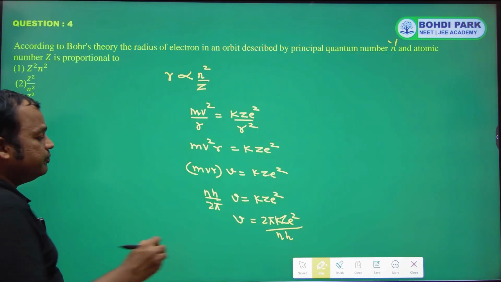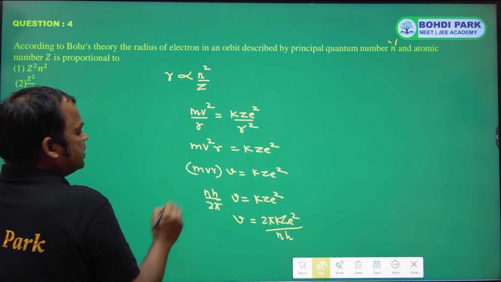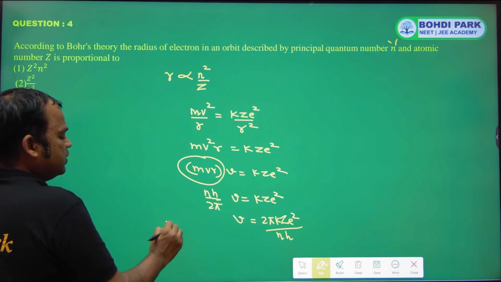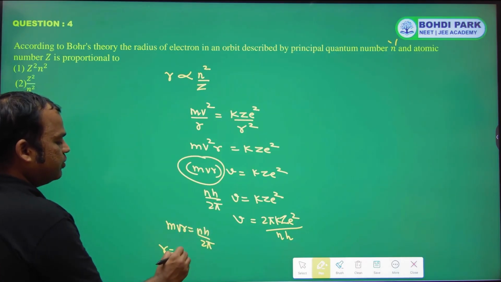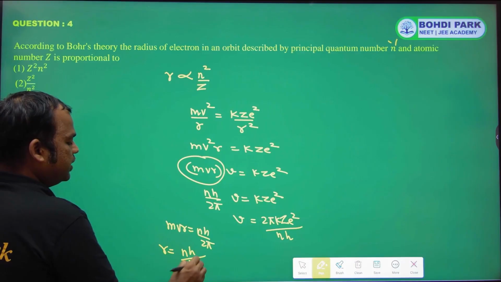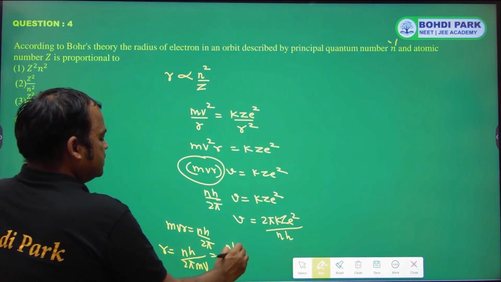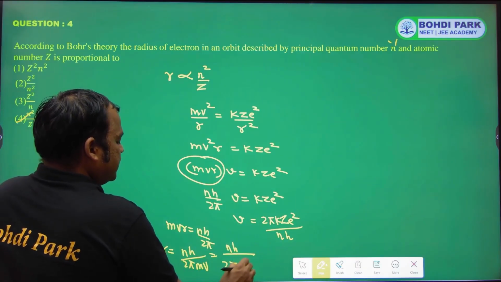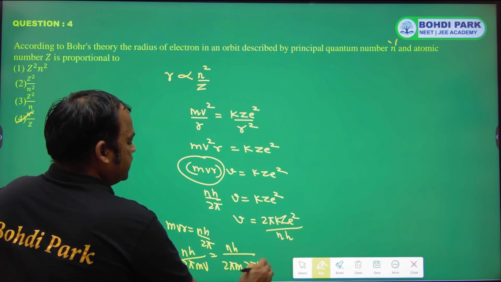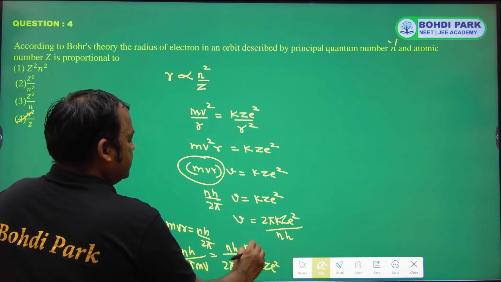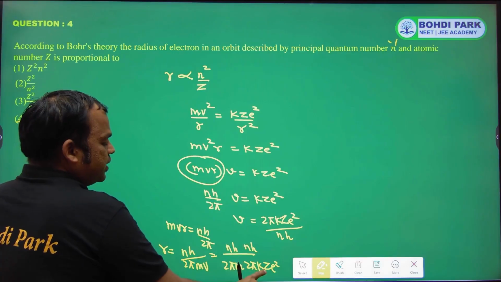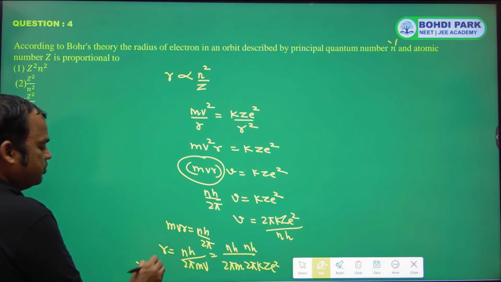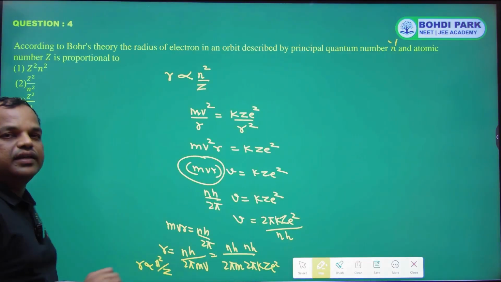This is v. Now let's consider angular momentum again. So mvr is equal to nh upon 2 pi. So we'll get r from here, nh upon 2 pi into mv. So this is nh upon 2 pi m into v, which is 2 pi k Z e square by nh. So from here we can observe it is n square by Z. r is proportional to n square by Z. Okay, done.